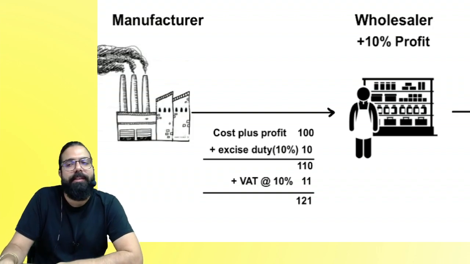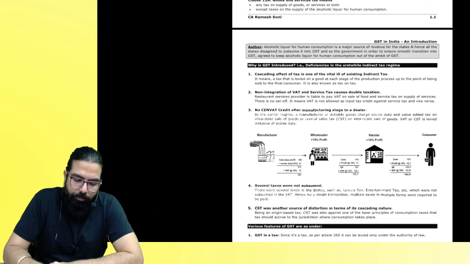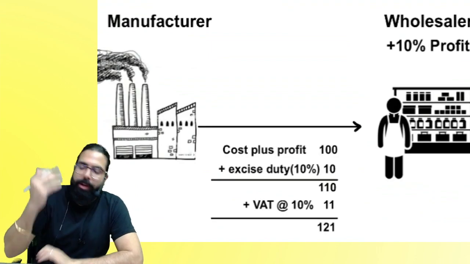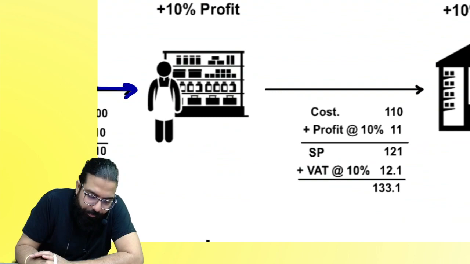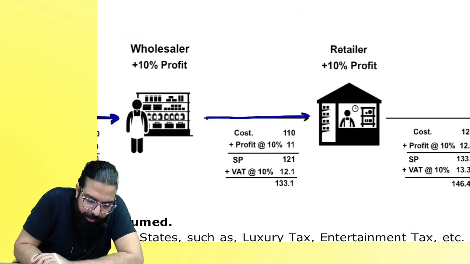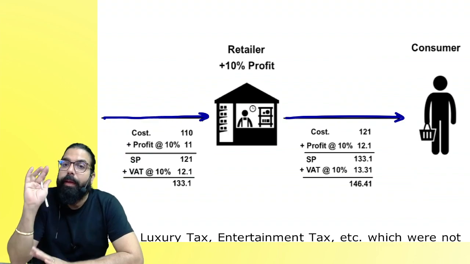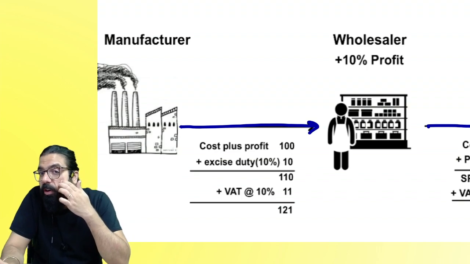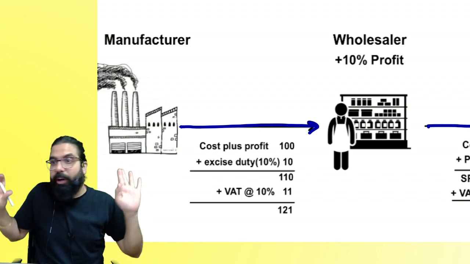Everyone, let's understand cascading effect. Page number 2, 1.2. The manufacturer sells the goods to whom? Wholesaler. The wholesaler sells the goods to whom? Retailer. The retailer sells the goods to whom? Consumer. Okay. Now, earlier, because we are talking about the earlier tax system and what was the problem because of which GST came. Very important to understand, everyone.